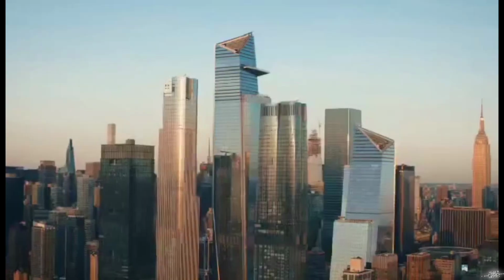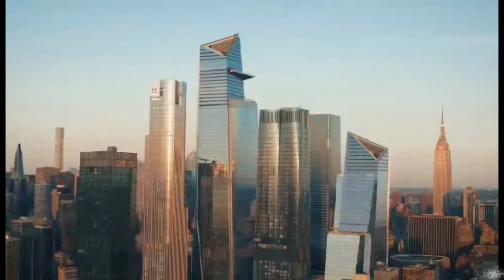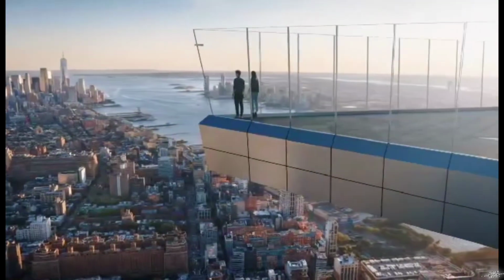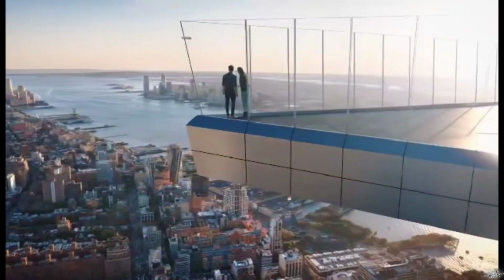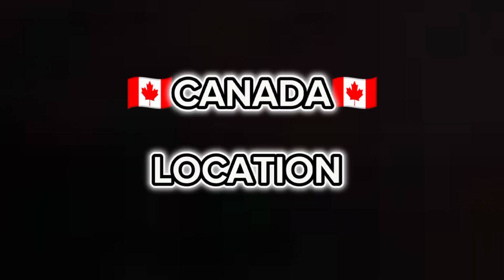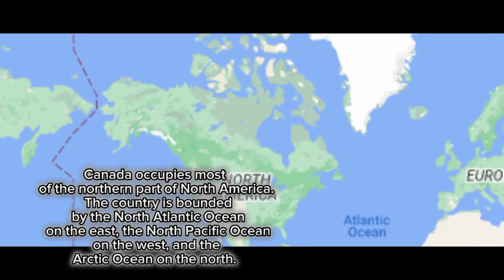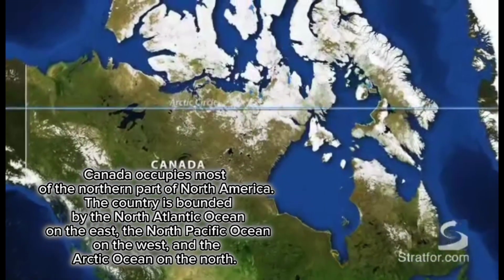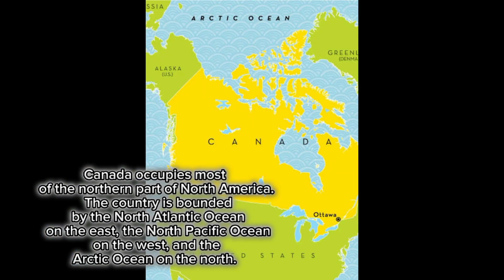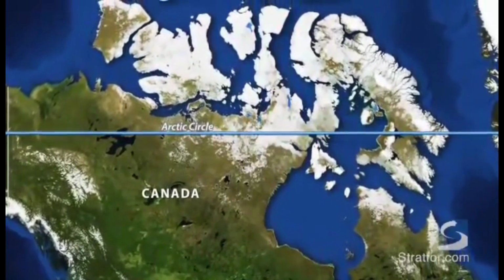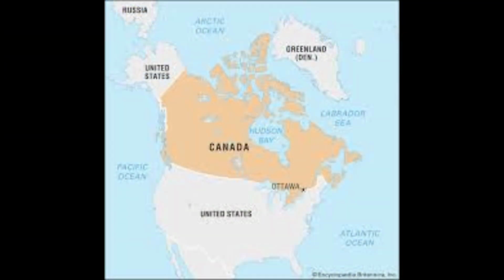This time we're going to discuss the different physical aspects of the country Canada, including the location, country size, type of government, currency, and landmarks. Canada location. Canada occupies most of the northern part of North America. The country is bounded by the North Atlantic Ocean on the east, the North Pacific Ocean on the west, and the Arctic Ocean on the north.